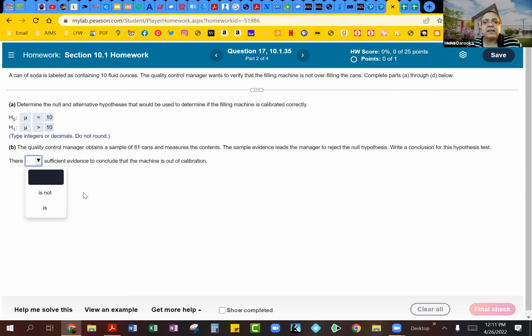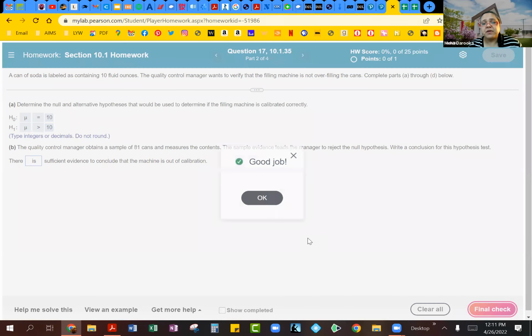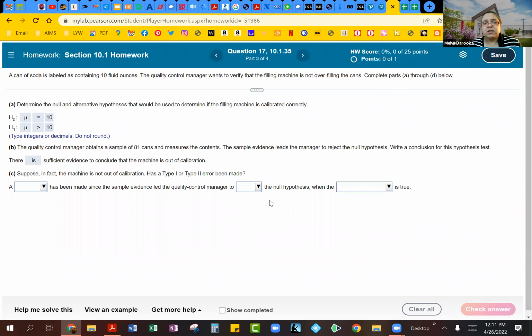If you're rejecting the null hypothesis, we are basically saying that your machine is actually going to be out of calibration, because the null hypothesis is saying you should always have an average of 10, right? The sample is leading the manager to reject the null hypothesis, which means that's telling him that the machine is actually filling more than 10 fluid ounces. So that's why there is sufficient evidence to conclude that the machine is out of calibration. Because when you're rejecting the null hypothesis, you're basically saying what you expect did not happen.